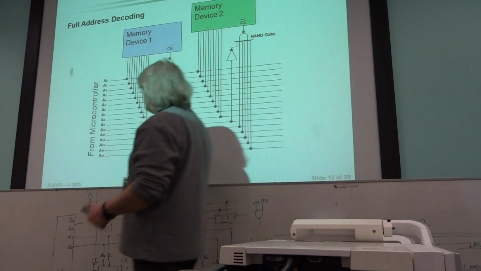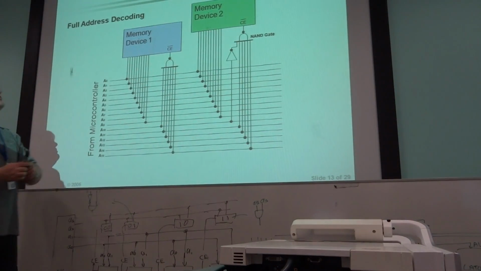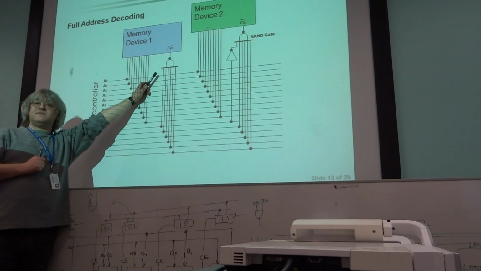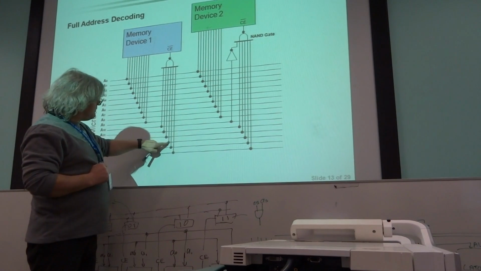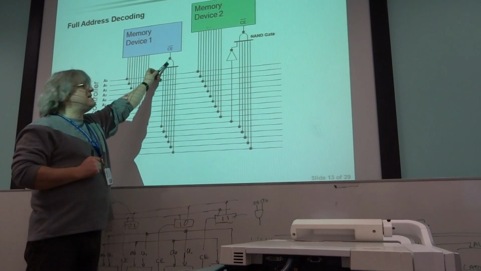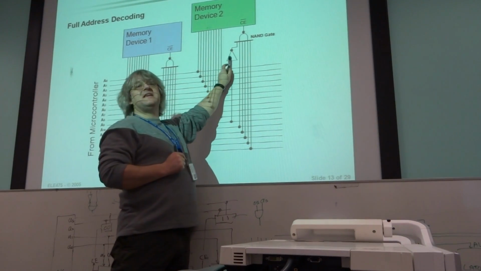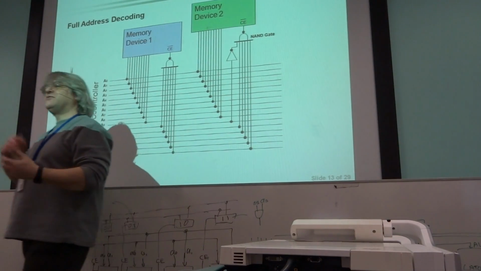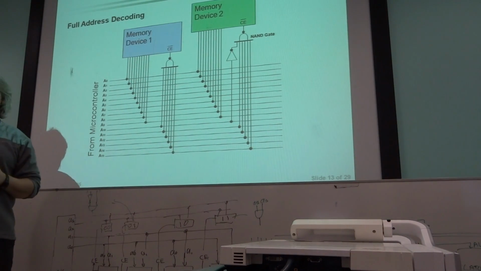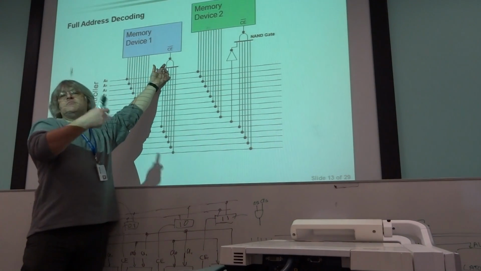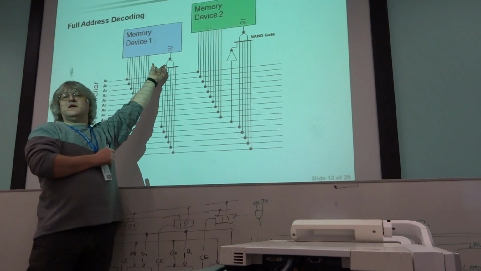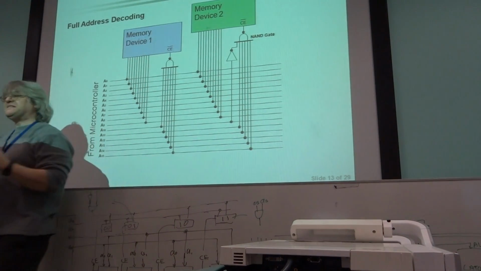In full address decoding, the complexity of the address decoding logic has increased. Now I need a 6-input NAND gate here, and in this case a 6-input NAND gate and an inverter. So it doesn't sound like it's increased by much, but you go and try and buy a 6-input NAND gate, they don't normally exist. So you would have to achieve that with multiple layers of logic or something. So the complexity has increased.